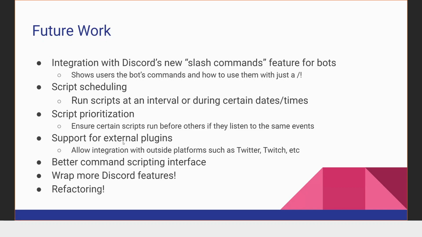Also want to support external plugins for platforms like Twitter. For example, if a tweet is posted, then that could run a Discord event to post a message in the channel. Also want a better command scripting interface. The one that I have now is kind of a prototype. Doesn't work the best. It's kind of a little weird. And also got to wrap more Discord features because currently we only have message support. And of course, refactoring. There's a lot of code cleanup that could be done. Any questions?